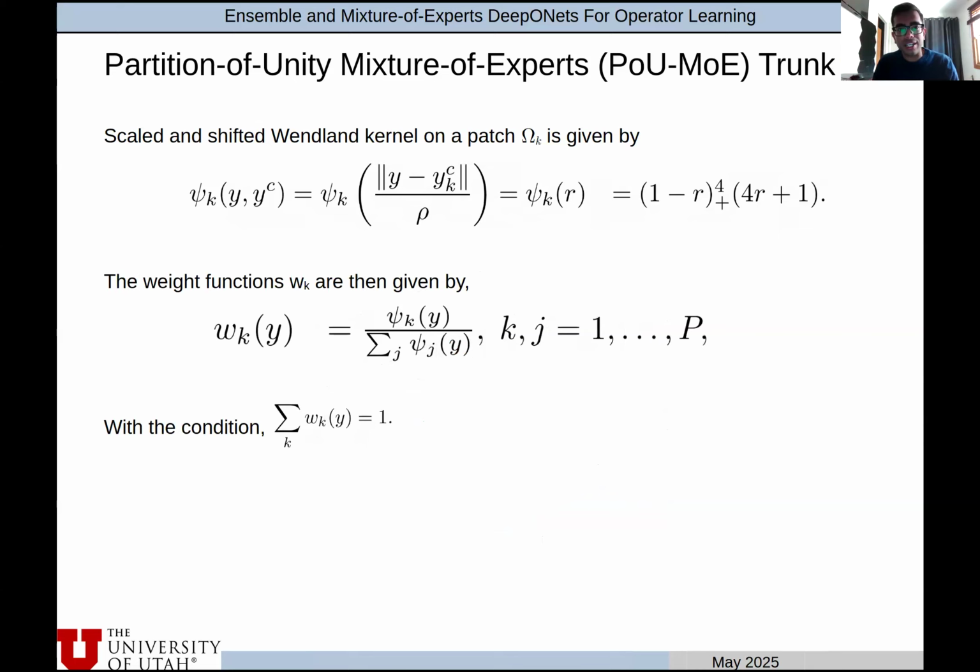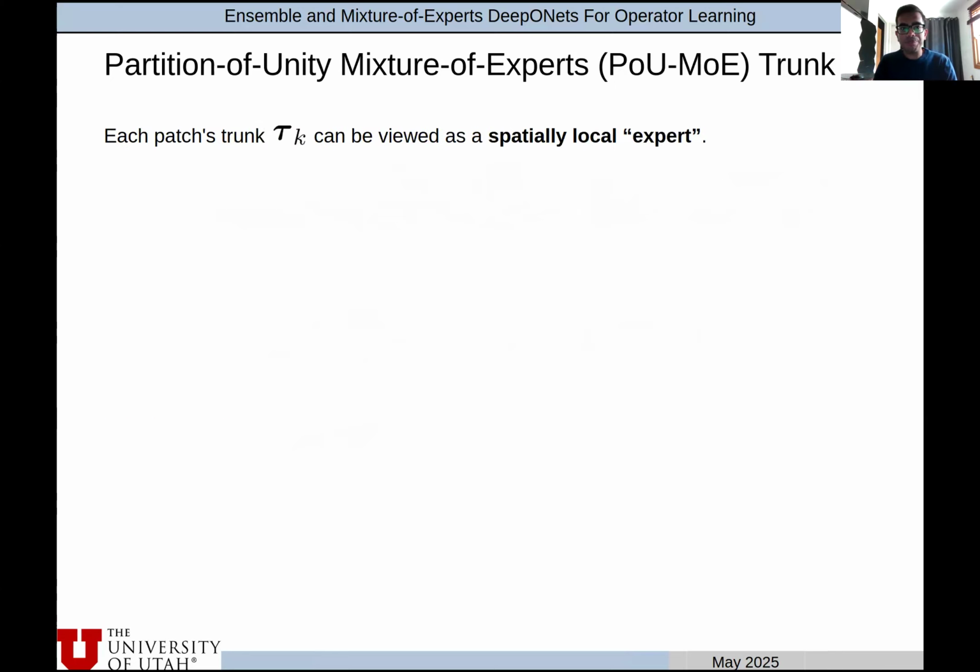And the weight functions, as from the partition of unity literature, need to have the partition of unity condition imposed on them, which means that for any location in a given domain, all the weight functions that contribute for that point must globally sum to 1. So this ensures certain approximation properties. This is a necessary constraint when using this trunk neural network. So this is one of the interesting trunk neural networks that we created for this work.